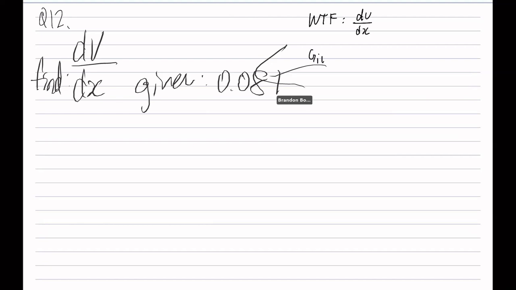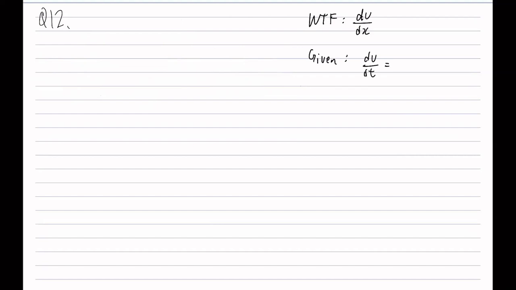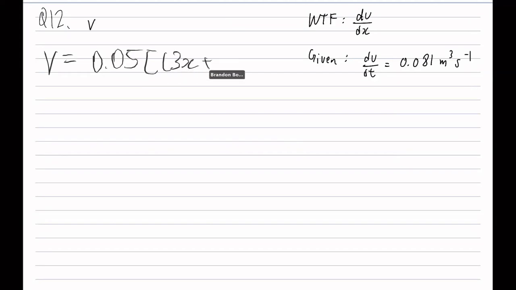Which is dV over dt. Yep, correct. Given. Well, I recommend you write down the WTF and the given on the right side, so you have space on the left side for your working. Oh, okay. V equals 0.05 times x plus 2 minus a.